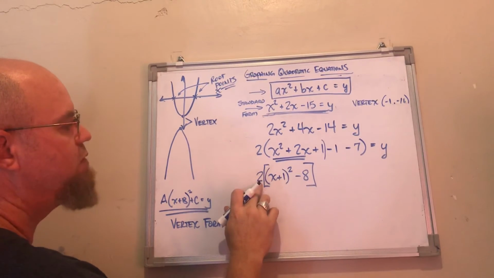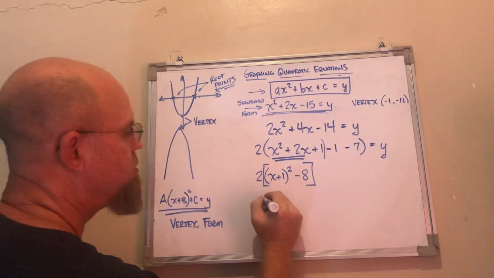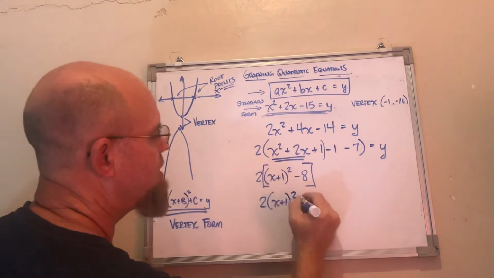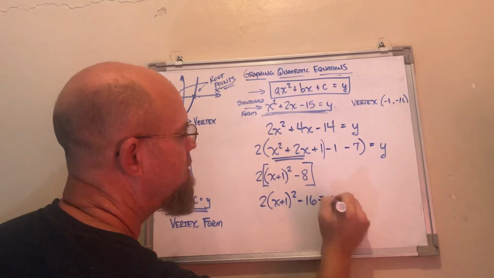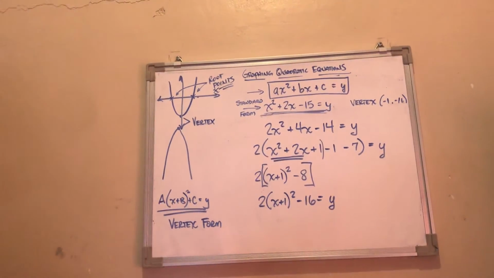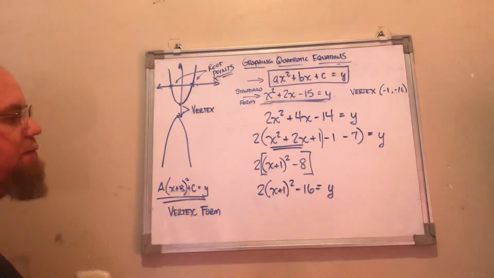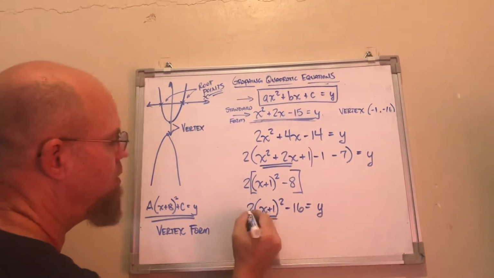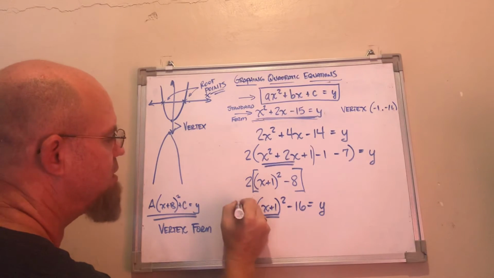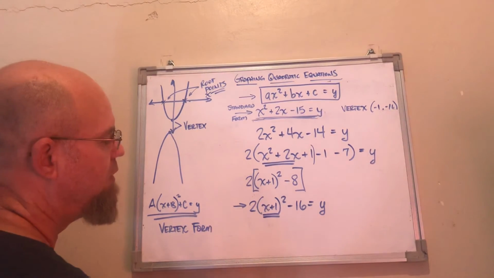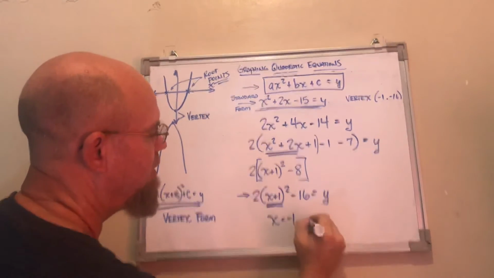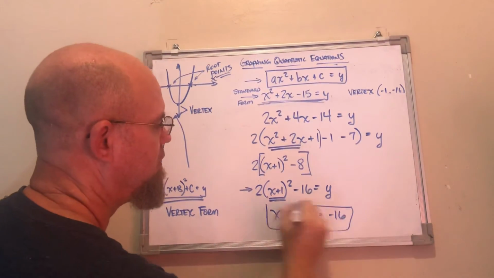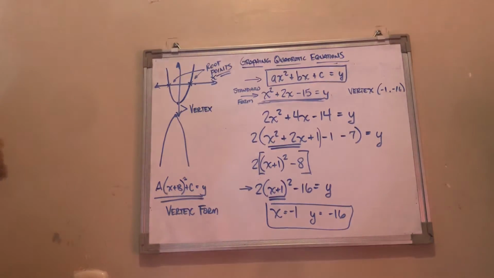So now what I have to do is distribute that 2. So now I'll have 2 times x plus 1 squared, 2 times negative 8 is minus 16, equals y. All right, so now we are in our vertex form. So the vertex is going to be, we just look at this binomial, we don't pay attention to this guy. We just look at this. So x is going to be negative 1, and y is going to be negative 16. That is our vertex. Okay?